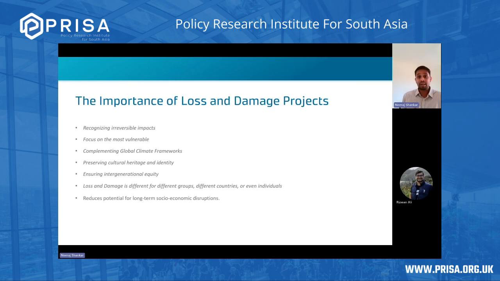It is that while adaptation efforts can reduce the risks and vulnerabilities associated with climate change, there will always be losses that adaptation alone cannot prevent. These include loss of livelihood, as I explained before, biodiversity, cultural heritage, which have profound social and psychological consequences. So loss and damage projects are designed to address these irreversible impacts, providing financial, technical, and psychological support for affected communities.